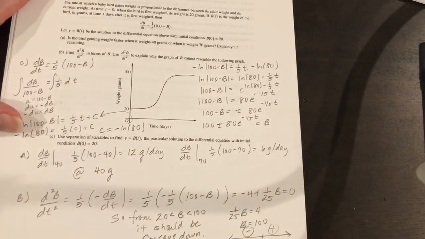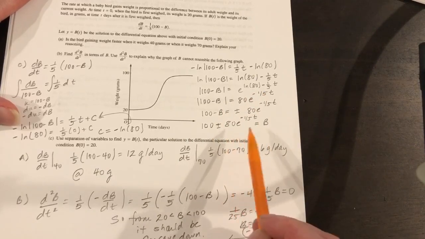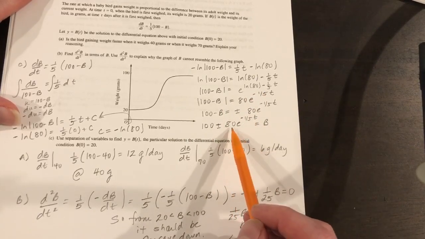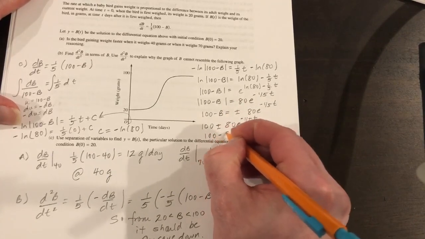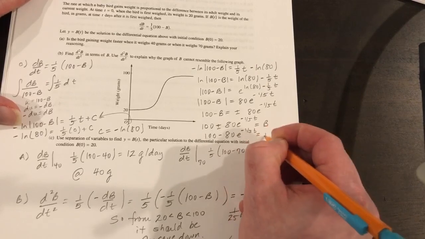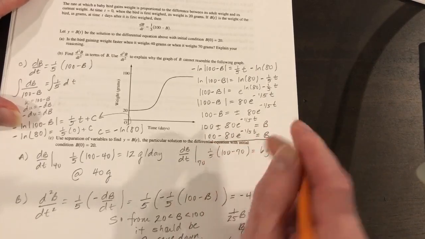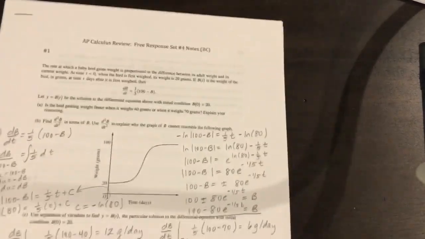And then I've got to figure out which branch I'm going to be in. I'm going to be in the negative branch because if I plug in a 0, I get 80, and I have to get it equal to 20. So it's 100 minus 80 e to the negative 1/5 t is equal to b. Y'all should be really, really good at those by now, because they've pretty much been on every single homework set.